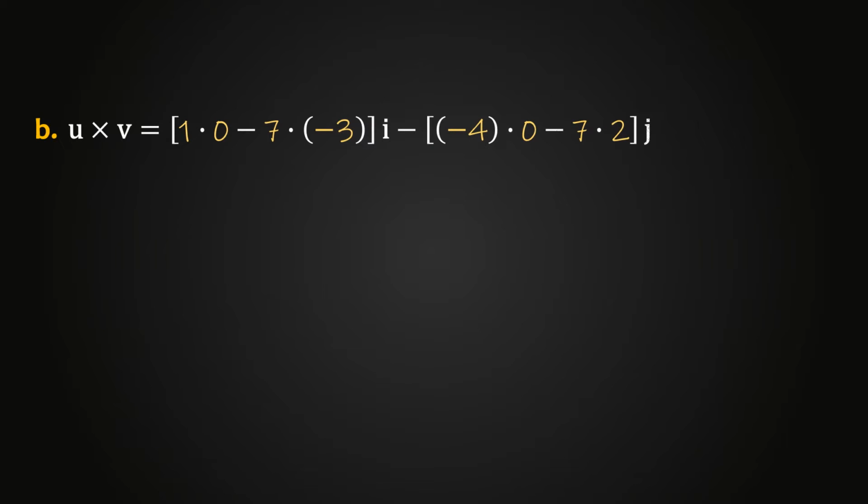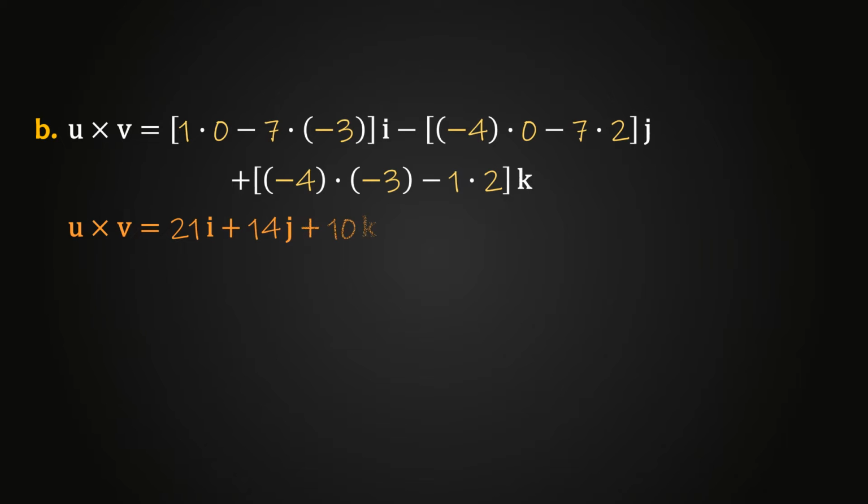B. Use u1 equals -4, u2 equals 1, u3 equals 7, and v1 equals 2, v2 equals -3, v3 equals 0. Therefore, the cross product of u and v is 21i plus 14j plus 10k.